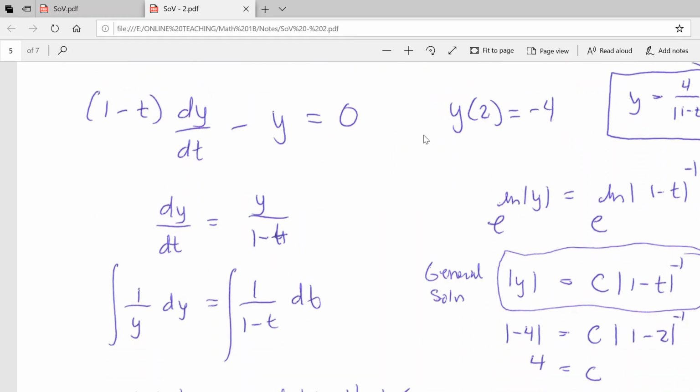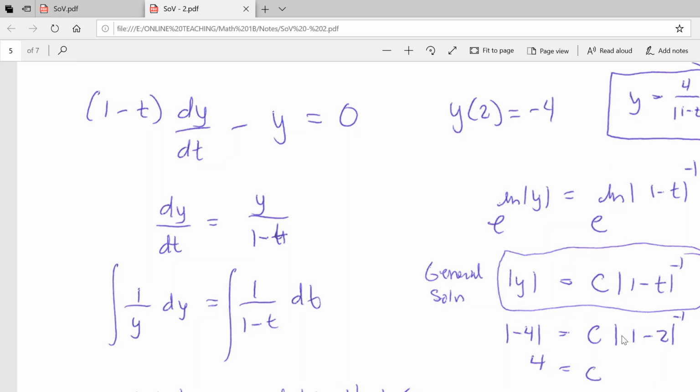Remember, this was an initial value problem though, so we have to plug in the initial condition. So that says when t is 2, y is negative 4. So where the y is, I put a negative 4. And where the t is, I put a 2. So then absolute value of negative 4 is 4. 1 minus 2 is negative 1.